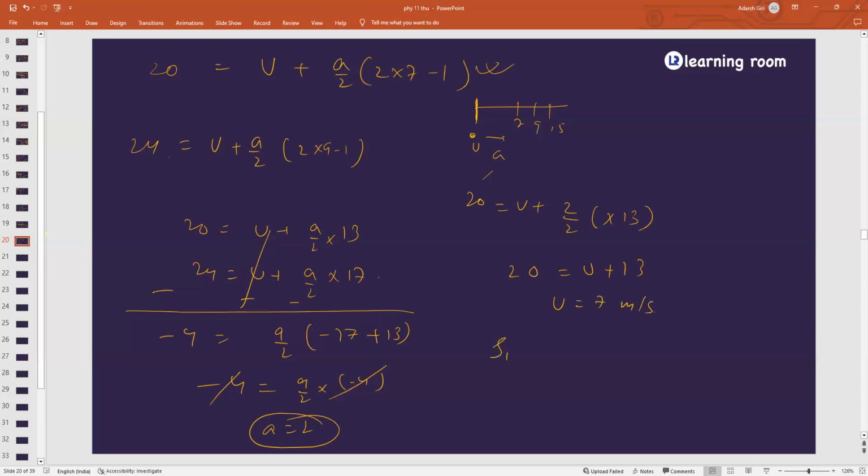So we just have to calculate for 15 seconds. How do we calculate for 15 seconds? It will be u, that is 7, plus 2 by 2 into (15 times 2 minus 1), right? So 7 plus 1 into (30 minus 1), that is 29. So 29 plus 7 is 36 meters.